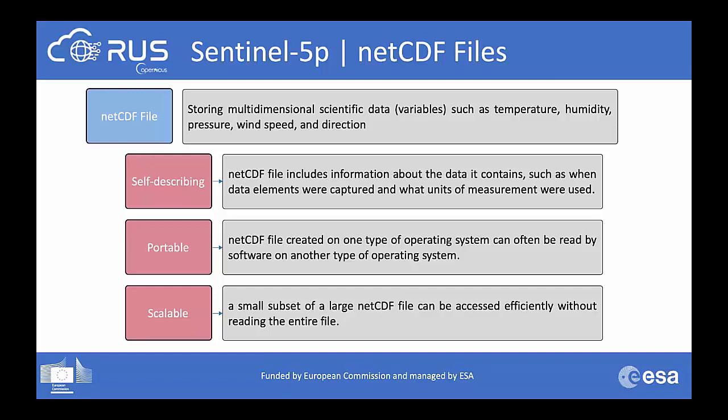So netCDF, which stands for Network Common Data Form, is a file format for storing multidimensional scientific data, which are variables, such as, for example, temperature, humidity, wind speed, or in the case of Sentinel-5p, the concentration of a specific geophysical parameter such as NO2. Each of these variables can be displayed throughout a dimension, and the dimension here can be, for example, time. And this format, by the way, is widely used in the atmospheric and oceanographic scientific communities. As you can see, some of the main characteristics of this format are that the files are self-describing, portable, and scalable. You can see the description of those characteristics on the slide.